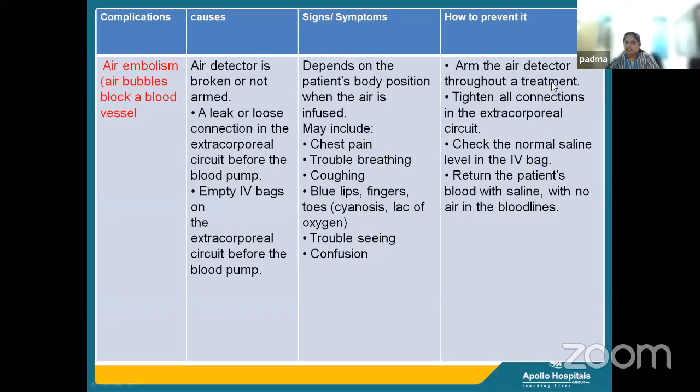The management is to arm the air detector throughout the treatment, tighten all connections in the extracorporeal circuit, check the normal saline level in the IV bag, and return the patient's blood with saline with no air in the blood lines.